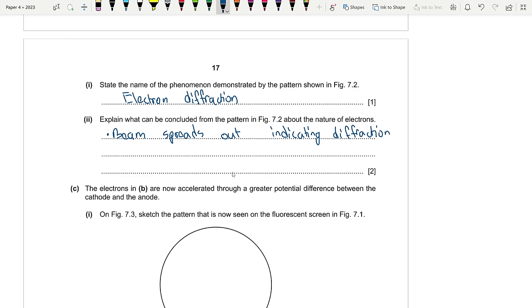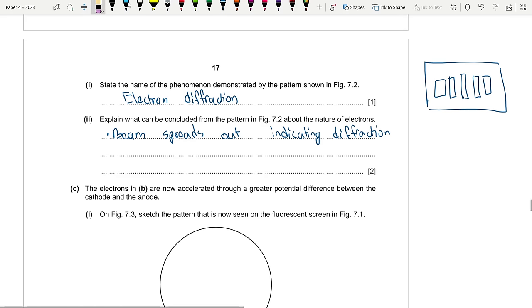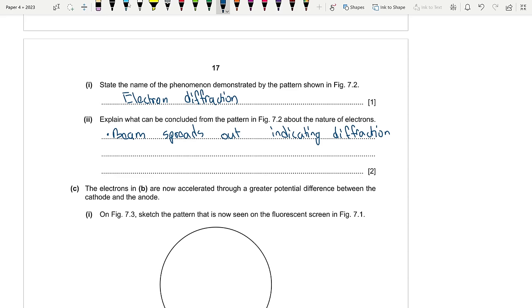Or an alternate marking point for this: this is typically like an interference pattern. Remember back in AS, you did the interference pattern, Young's double slit, where we got regions of bright light and regions of dark light. That was an interference pattern due to superposition. Or the alternate mark for this point is that light and dark regions indicate an interference pattern.